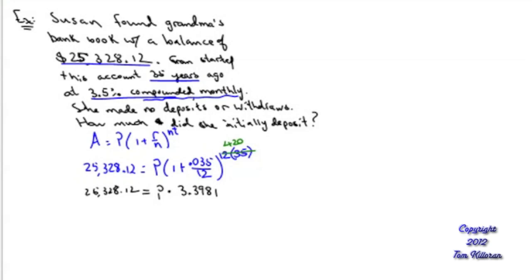$25,328.12. How do you solve for P? Divide both sides by 3.3981. I love when people divide both sides by 25,000 because they're always thinking, yeah, go this way. Make sure you divide by the number that is next to the P. And we get P, which is an ugly answer, but it's okay.